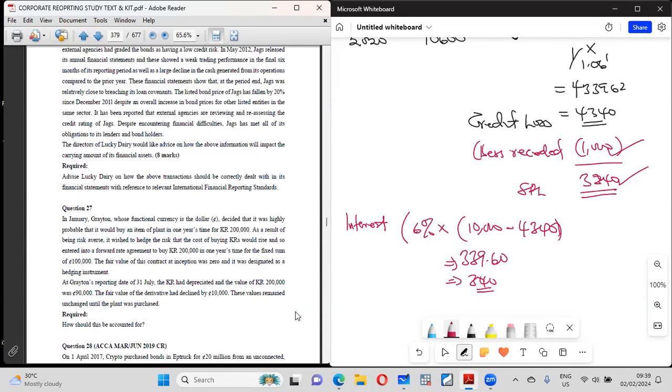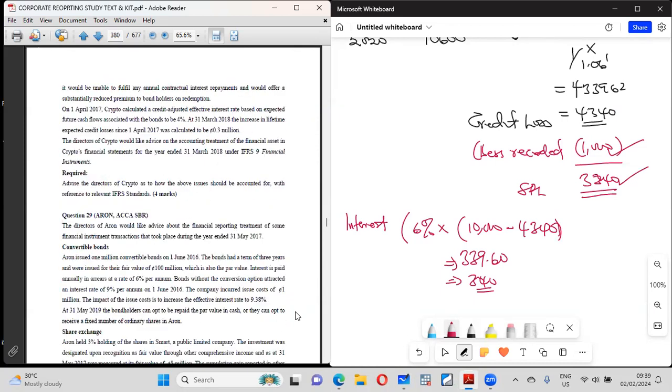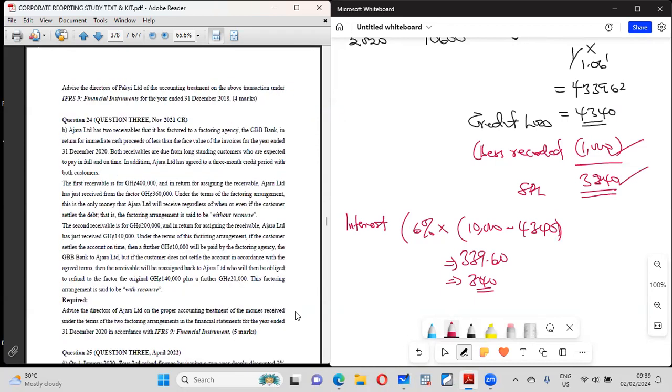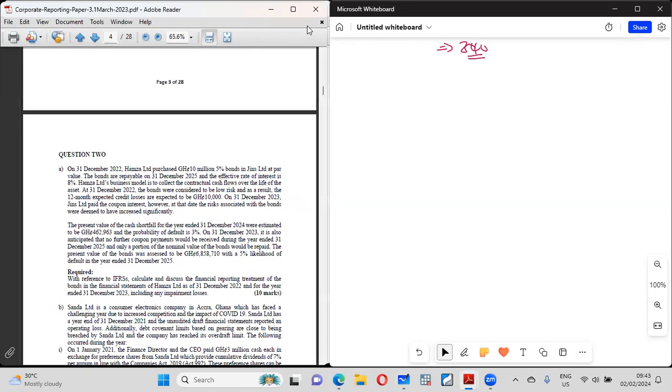Corporate report in March 2023. Let me see. Oh no, I don't think I have it here. So look for that paper, or just hold on. Let me find out if you get that paper. All right, so I found the paper. So this is the paper.